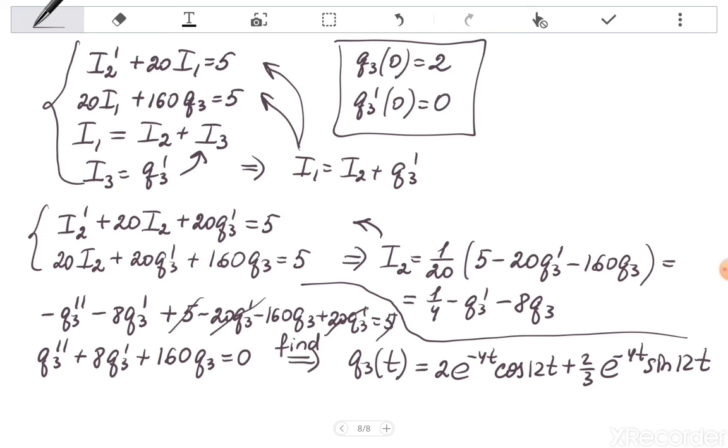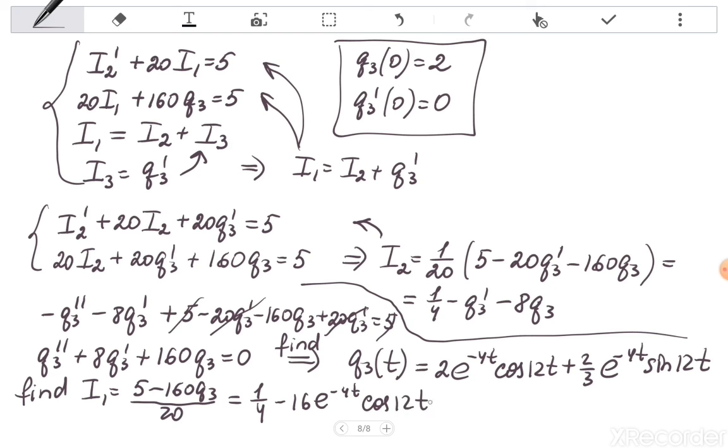Now, what we have to do, we can find, for example, I1 from the second equation, right? So find I1, which is 5 minus Q3 over 20, and I1 is 1 over 4 minus, you can just check this because I'm not going to do this. This is not so difficult. You can do this by yourself. Minus 16 over 3 e to the minus 4t sine 12t.